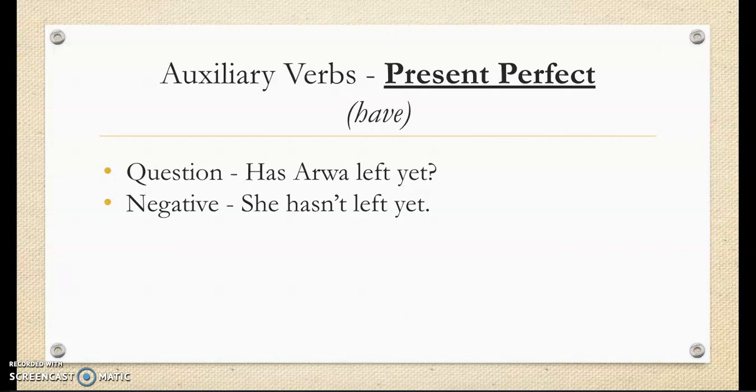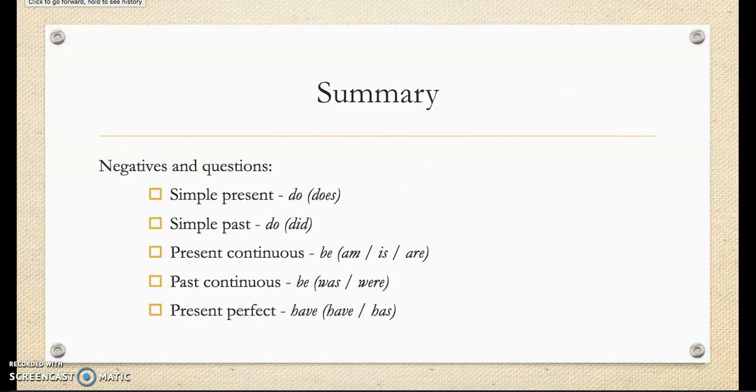So to summarize, we use auxiliary verbs for negatives and questions, and we do that in 5 different tenses that we talked about today. First, we have the simple present, where we use the auxiliary verb do, and the form that we use it in is the word does. Okay? And then we have the simple past, where we use the auxiliary verb do in its form did.